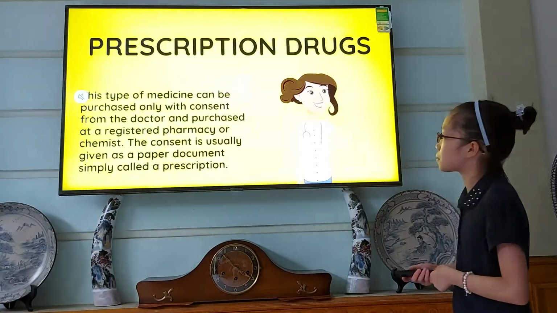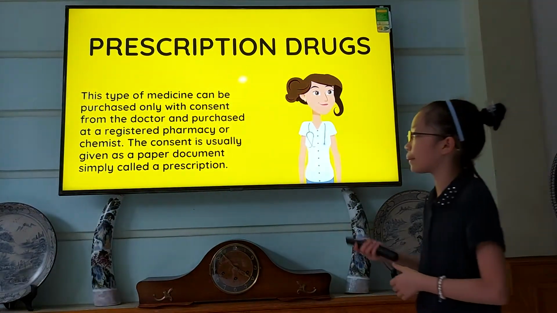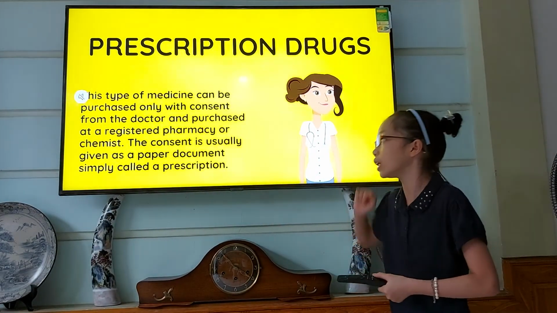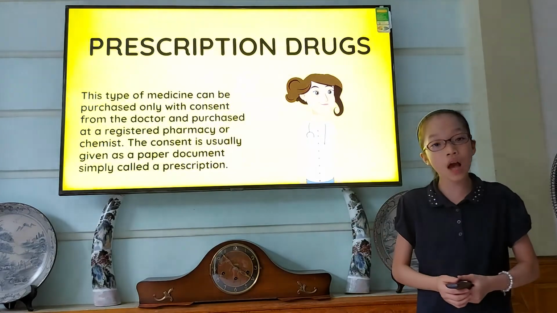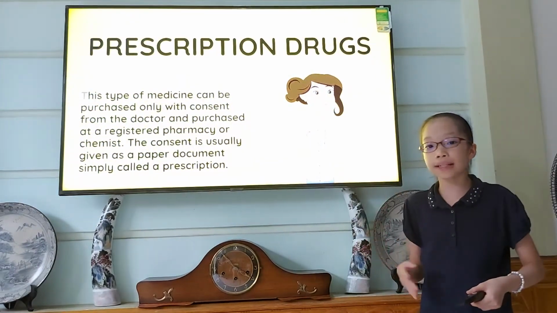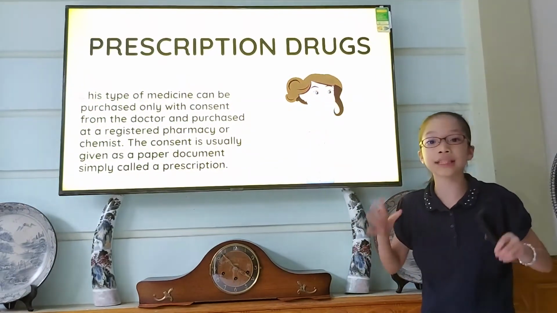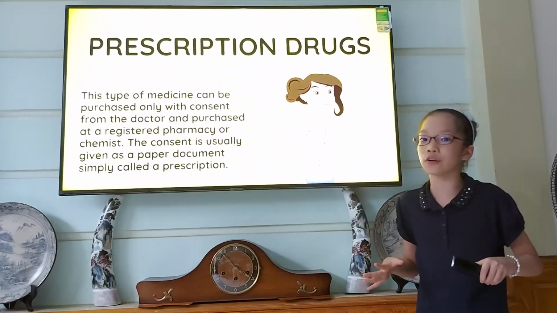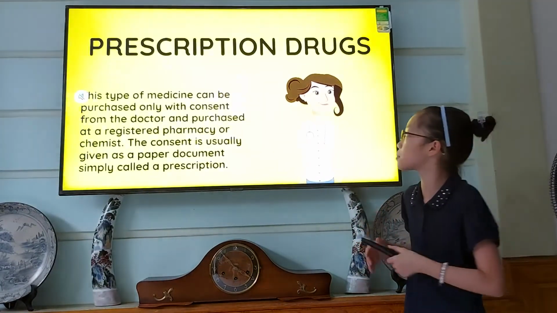And for prescription drugs, this type of medicine can be purchased only with consent from the doctor. So if you have asthma, you need to buy a steroid, right? The doctor said that you really need a steroid. So that is a prescription drug.